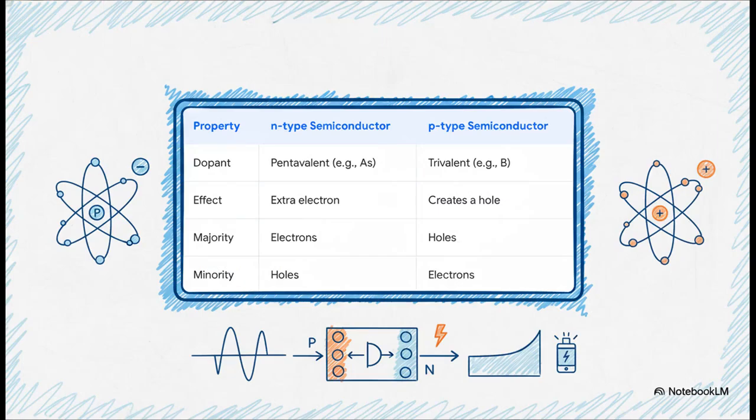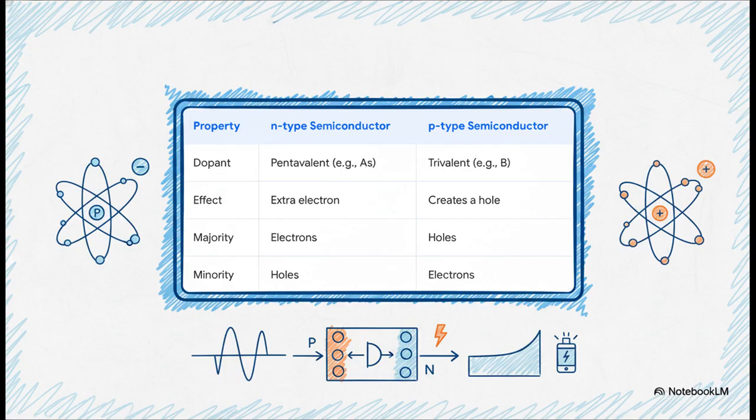So here's the crucial point, bacha. If you add an impurity with 5 electrons, you get extra electrons. We call this N-type. N for negative, simple. And if you add an impurity with only 3 electrons, you create a vacancy, or what we call a hole, and this becomes a P-type semiconductor.